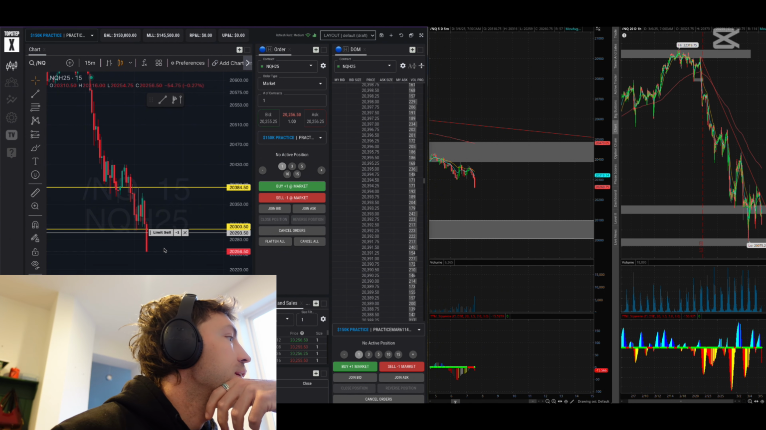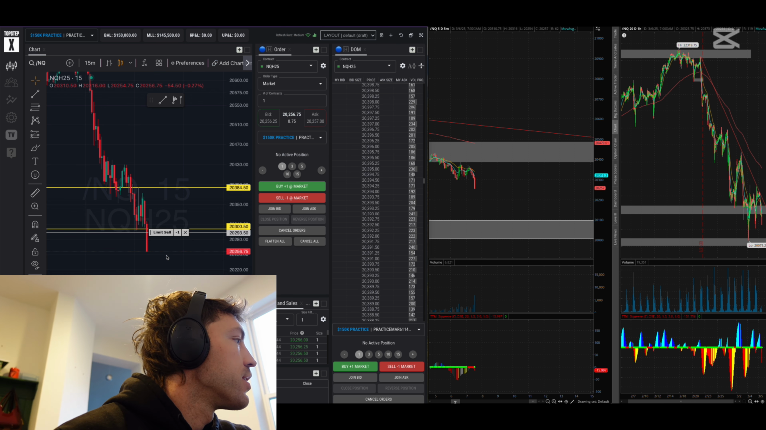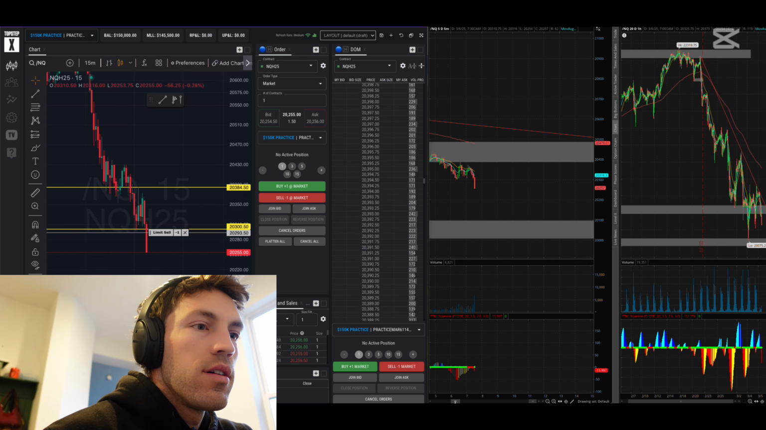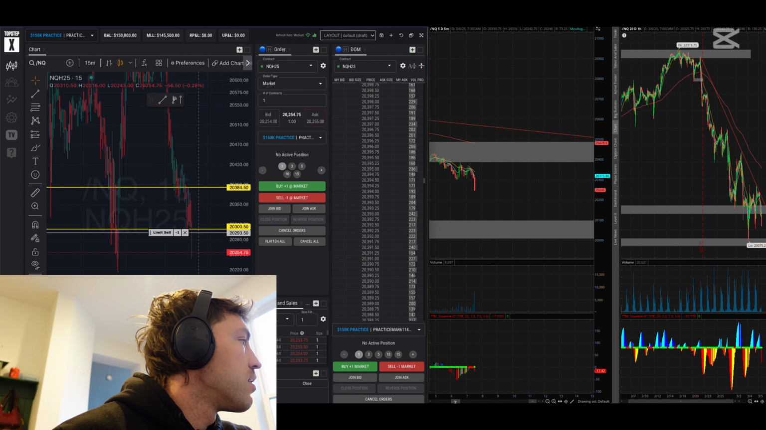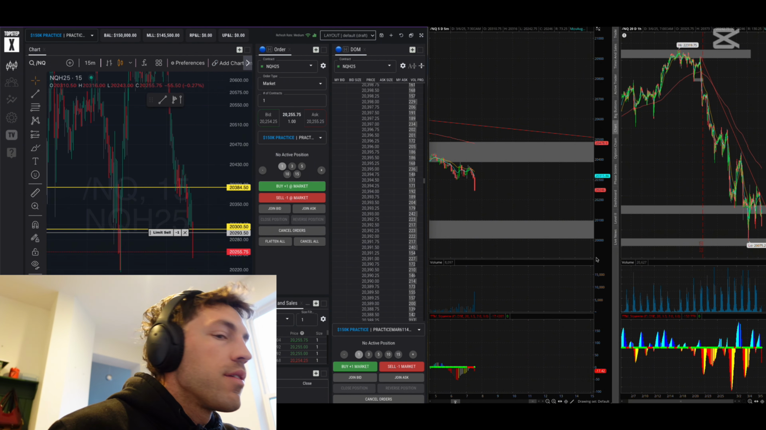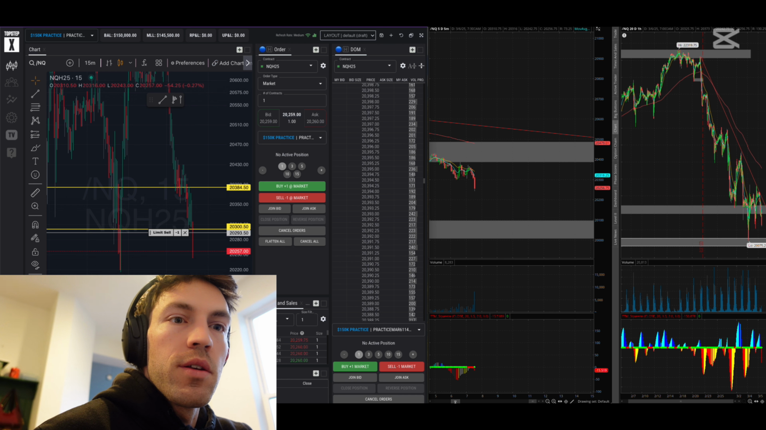Oh shoot, we missed our entry today. That is so unfortunate. Man. Okay, let's see. And it just keeps dropping here. Wow, that was a clean break to the downside. Okay, let's see how far it's going to retrace here, and then we can get another entry here.